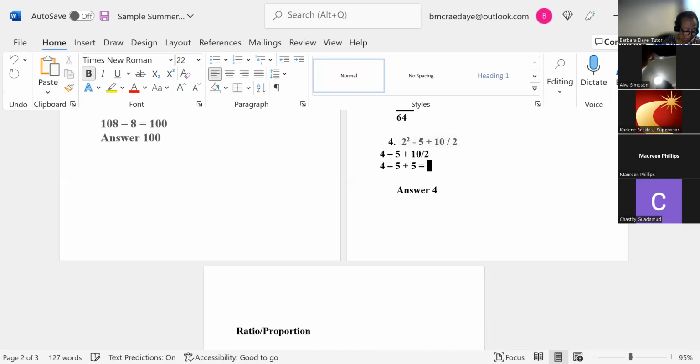So the answer is 4, right? Yes. And a minus and a plus of the same number or variable combination is 0. So minus 5 plus 5 is 0. 4 plus 0 is 4. Got it? Yeah. So, okay.